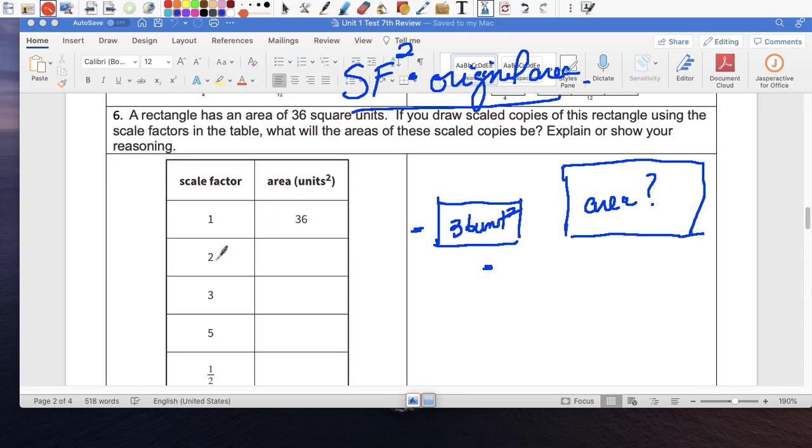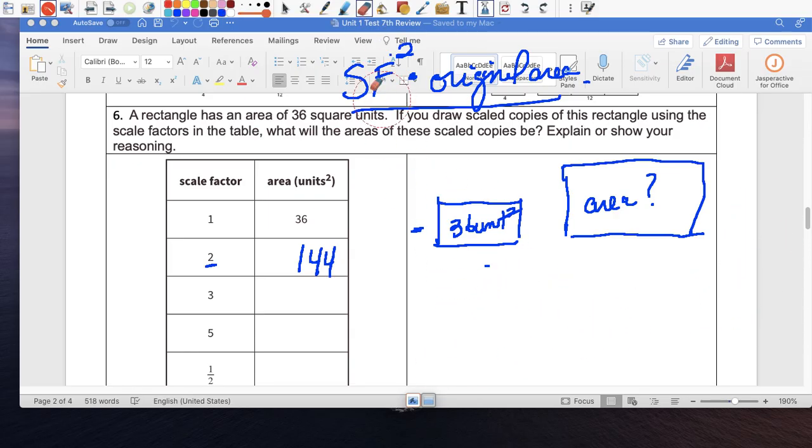Scale factor. Well, second one, if you double it, take 2 to the second power, and I'm going to put it up here, 2 to the second power. Original area is 36, 2 to the second power is 4, and 4 times 36, 24, carry 2, 144. So the area is now 144 units squared.